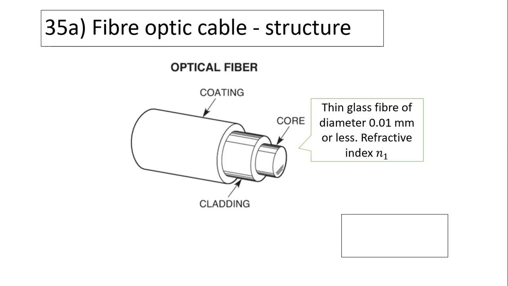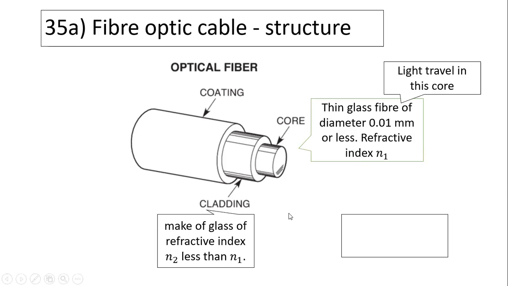Core, this is the core. Remember, both core and cladding are made of glass. This is the core, a thin glass fiber of diameter 0.1 millimeter or less. Refractive index is N1. The light travels in this core. We send a light ray into this core, or information in the form of light. Cladding is made of glass of refractive index N2, and N2 is less than N1.